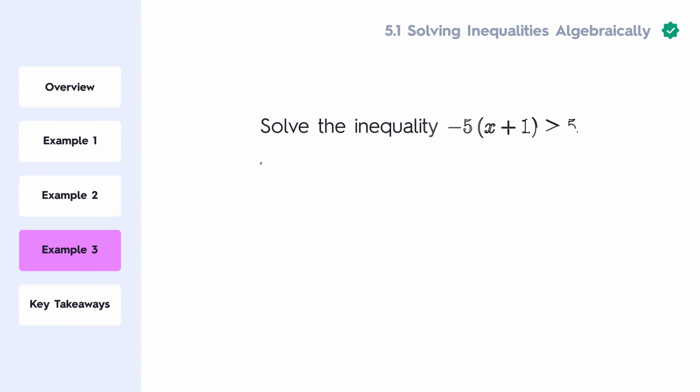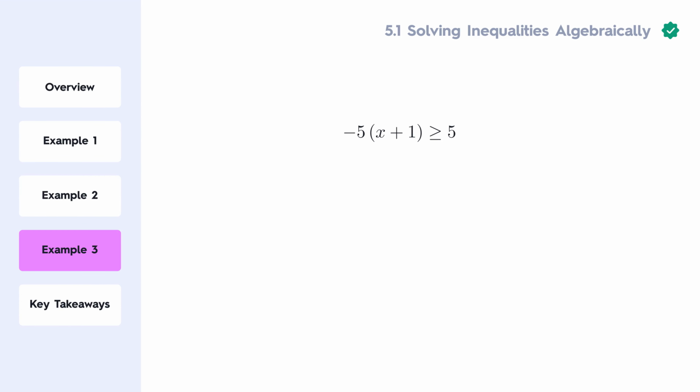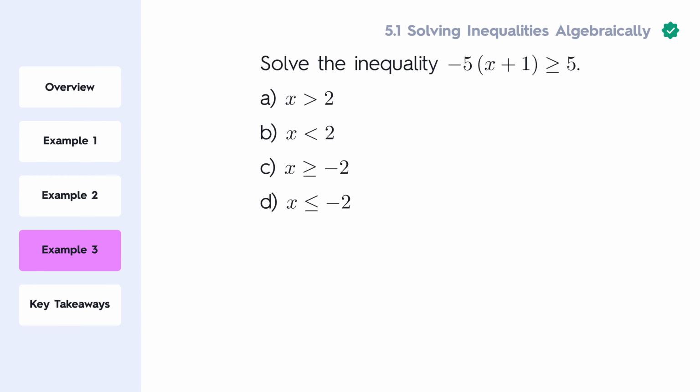Finally, let's take a look at the inequality. To start, we need to get rid of the -5 that's outside the parentheses. We can do this by dividing both sides by -5. Remember, whenever we divide or multiply an inequality by a negative number, the inequality sign changes direction. Let's simplify it. Next, we'll isolate x by subtracting 1 from both sides. The solution to our inequality is x less than or equal to -2. Let's compare this with our answer choices. We see that option D is the correct answer.